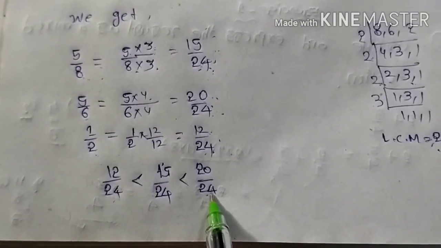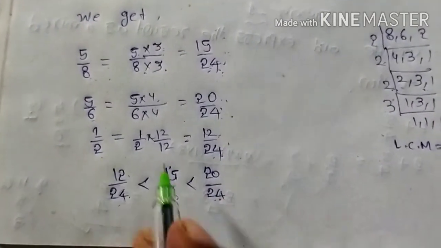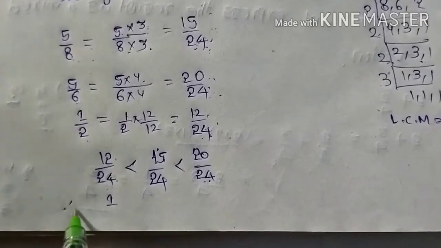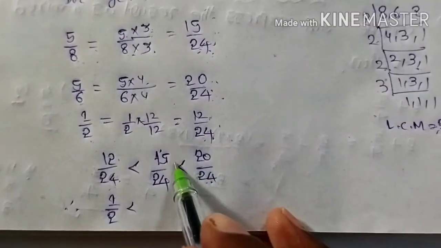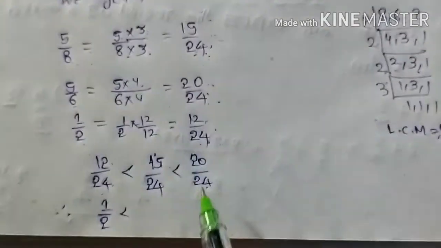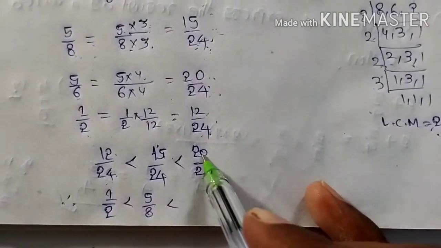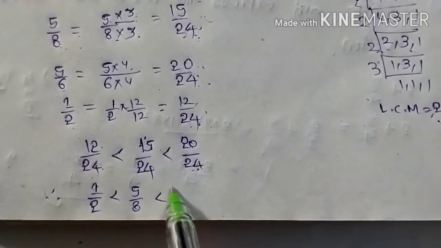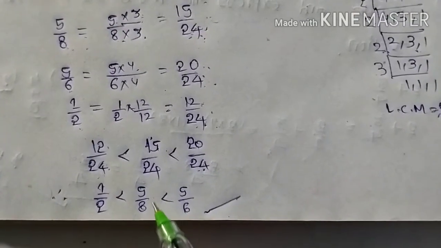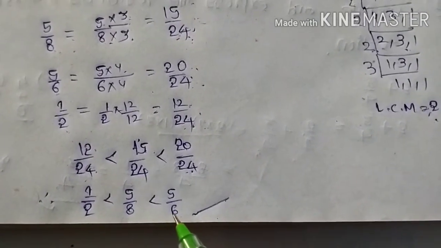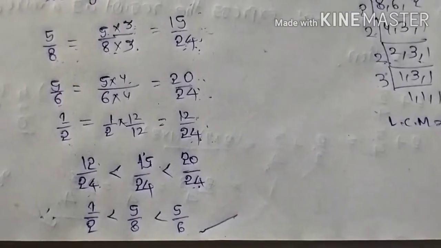It is very easy. What is meant by 12 by 24? 12 by 24 is 1 by 2, right? Therefore, 1 by 2 is less than the next one. 15 by 24 is which one? 5 by 8. 5 by 8 is less than the next. 20 by 24 means which number? 5 by 6. Is it okay? This is your answer. The ascending order of the given fractions is 1 by 2, 5 by 8, 5 by 6. This is your final answer.